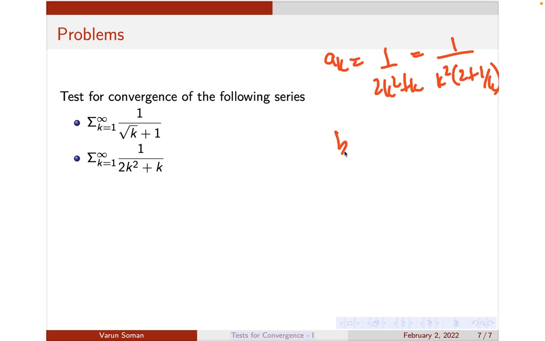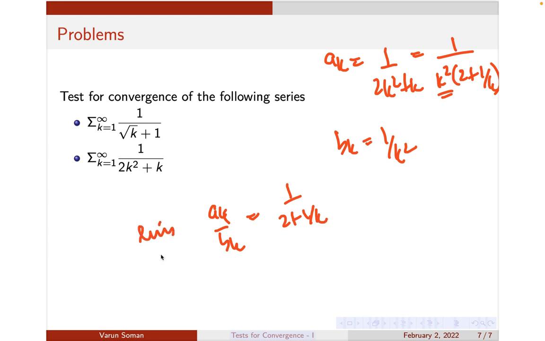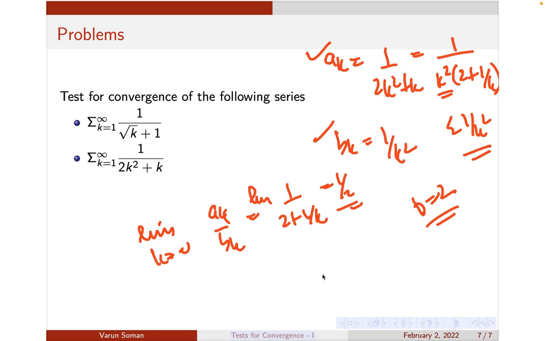So you have to take your bk as just 1 by k square, because this is the effective term outside. So your ak by bk will become 1 by 2 plus 1 by k, because 1 by k square will get cancelled out. Now if you apply the limit as k tends to infinity, what will you get? You will get the value simply 1 by 2, which is fixed. Then we can say that ak and bk will converge or diverge together. But your bk is the series sigma 1 by k square, which is a harmonic series with p equal to 2. You know that the harmonic series will converge if p is greater than 1. Therefore, bk is convergent. Hence, ak is also convergent.